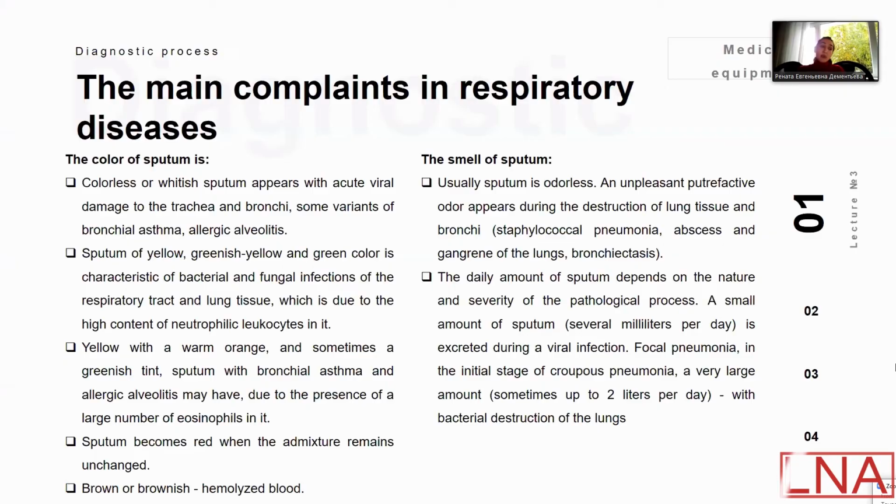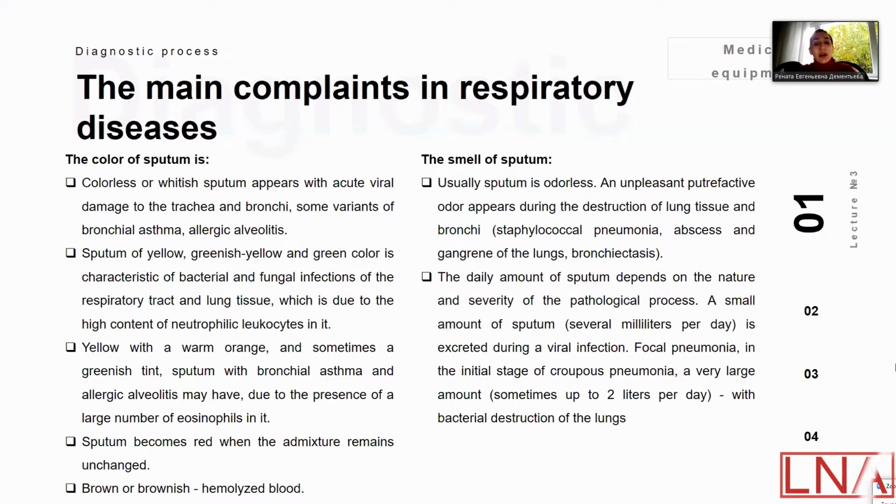Next, an important feature of the sputum is the smell of the sputum. Sometimes the patient will tell us about an unpleasant smell. Sometimes the smell can be felt outside or in front of your patient, so you can ascertain the smell of sputum by yourself. Usually, sputum is odorless. An unpleasant, putrescent odor appears during the destruction of the lung tissue and bronchi, involved in staphylococcal pneumonia, abscess and gangrene of the lungs, and bronchiectasis.